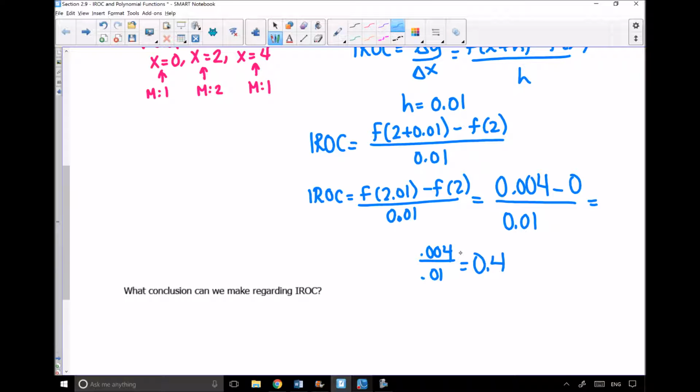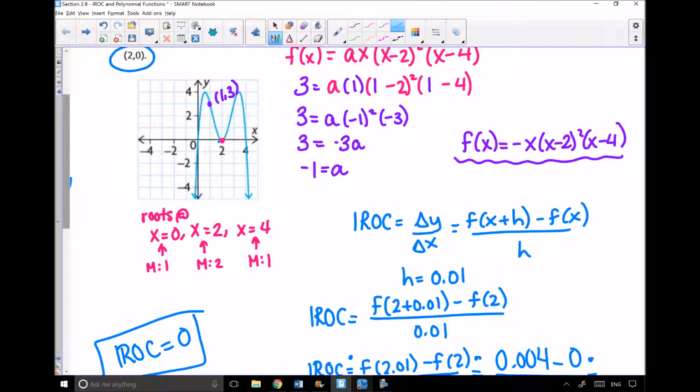And remember, these are all estimates, so it's not exactly right, because you can't find the exact answer unless you're using calculus. So we're going to say basically that the IROC, the instantaneous rate of change, is basically equal to 0. It's small. There's no rate of change.